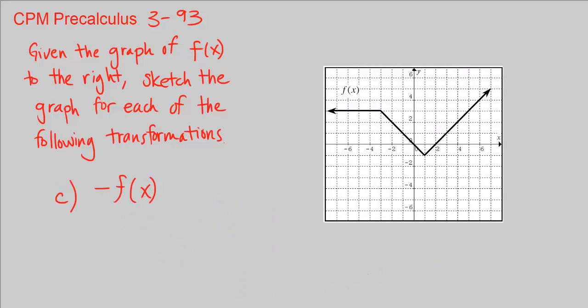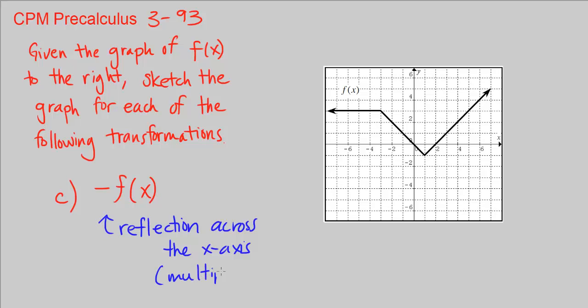Alright, let's go on to part C. C is negative outside of f of x. So it's negative f of x, and that's going to be a reflection, right? Anytime we have negative, we have reflection. But this is across the x-axis, right? And here's the x-axis, and that means that basically we're going to multiply all the y values, not b values, but y values, by -1.